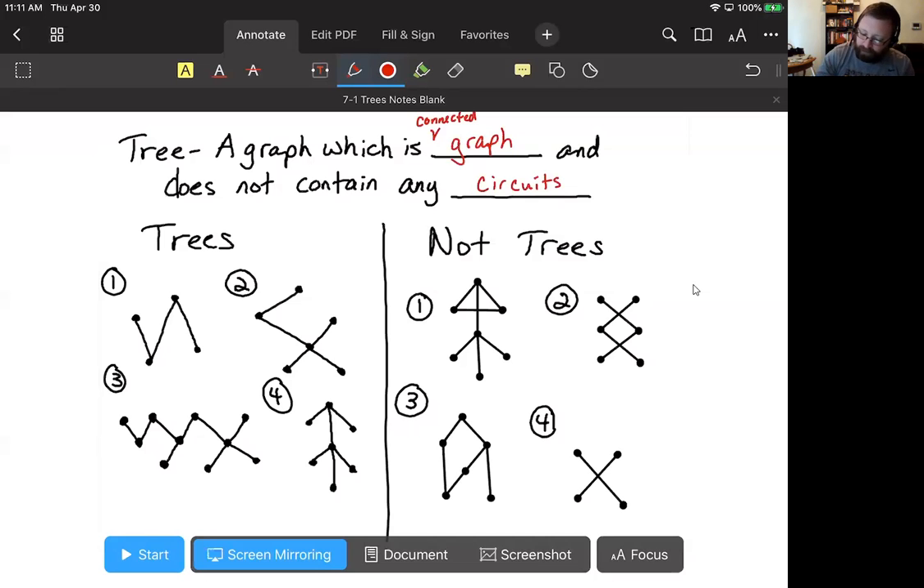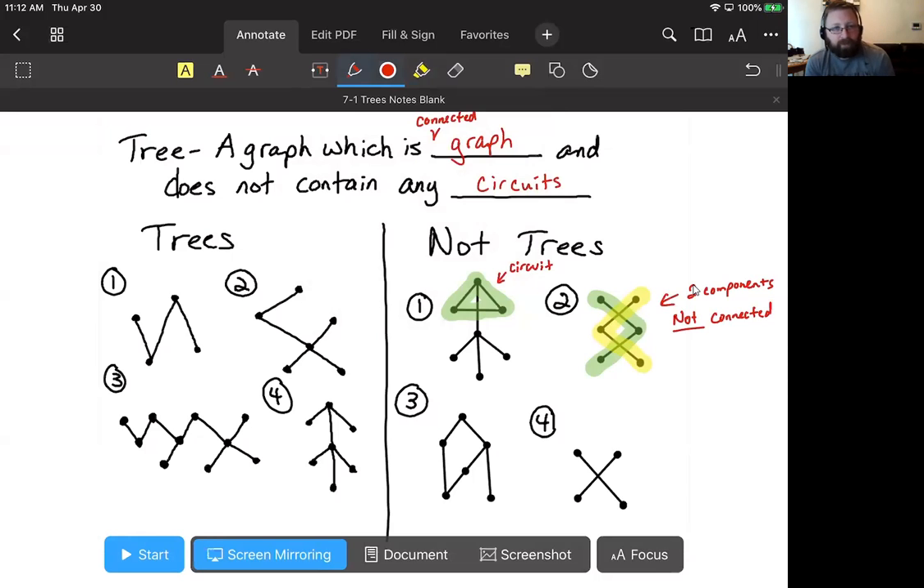Graph number 1 is not a tree because it contains a circuit. That makes it not a tree. Graph 2 is not a tree because it is not connected. It has 2 separate components. Those are really the only two things that can come up that keep a graph from being a tree. It's a tree if it's connected and does not have any circuits. So if it has a circuit, it's not a tree. If it's not connected, it's not a tree.